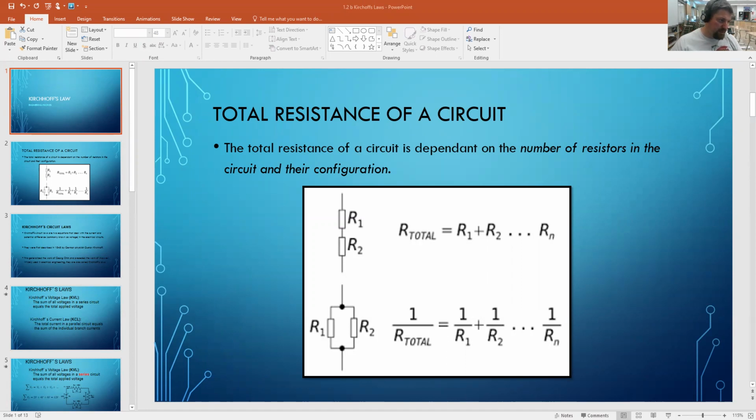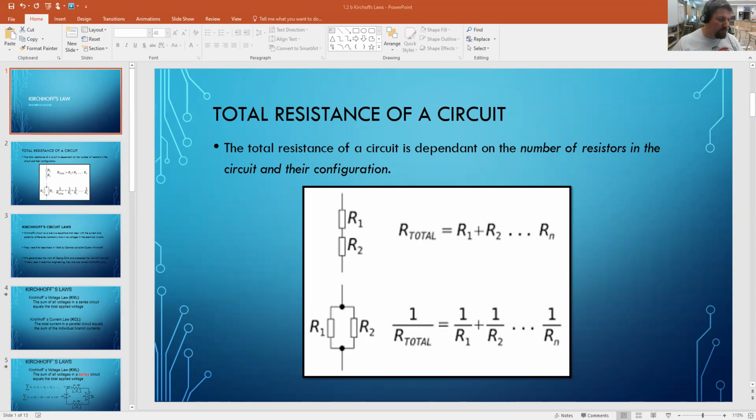If you have a series, which means they follow one after another, you add them up. It's just as simple as that. So you just take resistor 1 plus resistor 2 plus the next resistor, all the way. You could have as many resistors as you want, one after another, and that means they have to be added up.